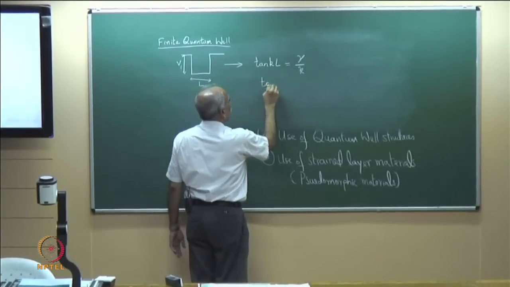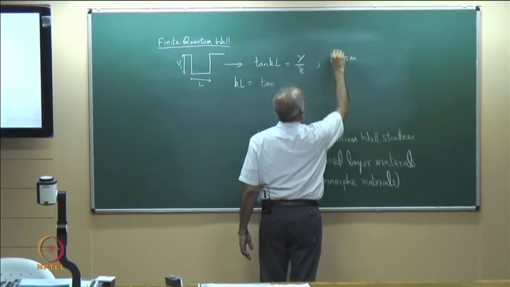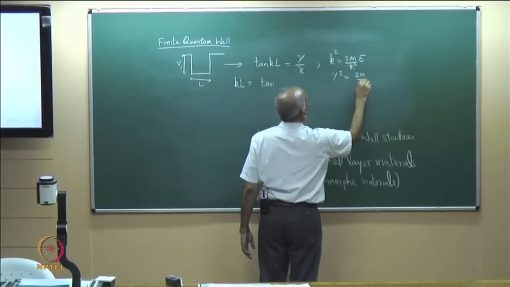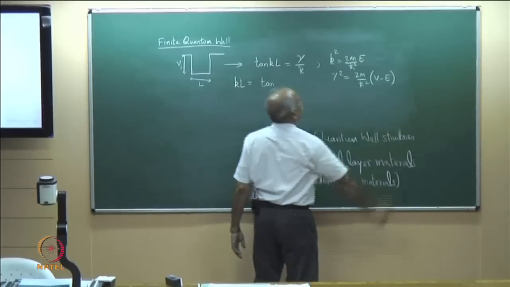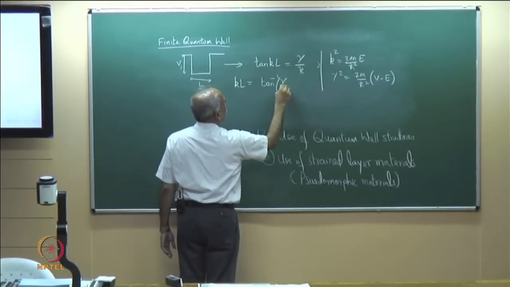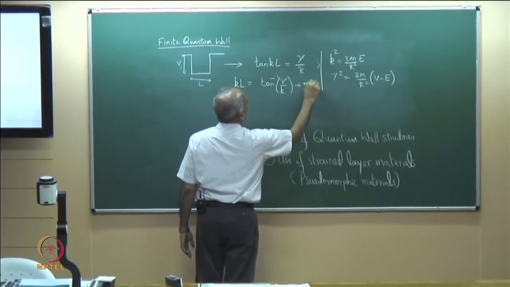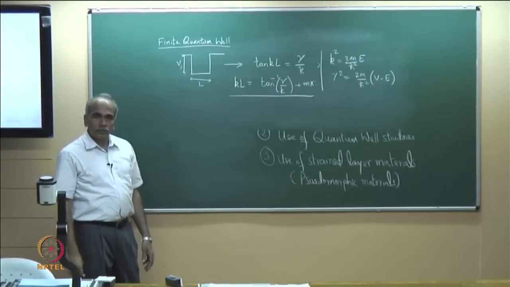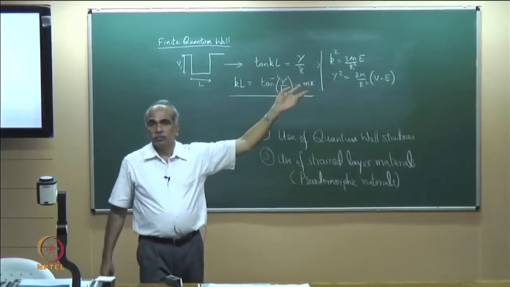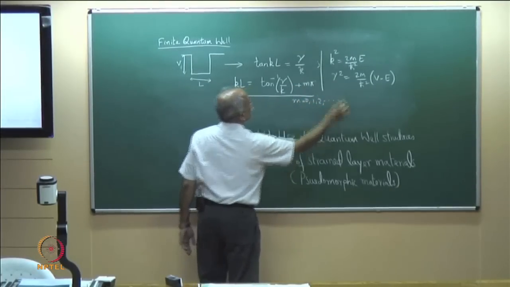Or you can write this in the tan inverse form. So, KL is equal to tan inverse of gamma by K, plus m pi, where please recall that K squared is 2m by h cross squared into E, and gamma squared was 2m by h cross squared into V minus E. If you want to get all solutions for a given L, you should first write it in this form, because tan is a multi-valued function, where m equals 0, 1, 2, etc.